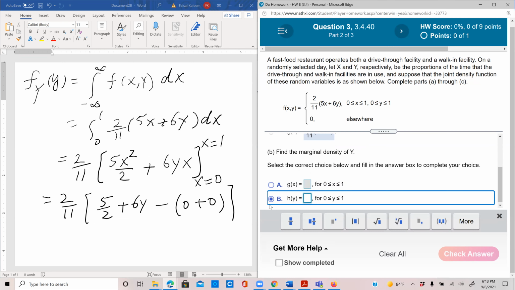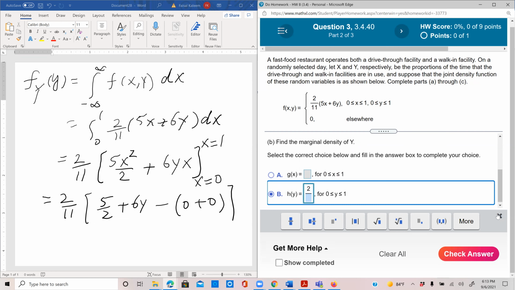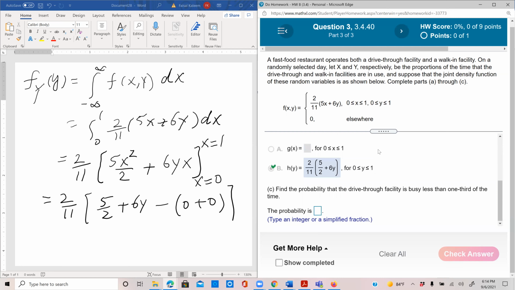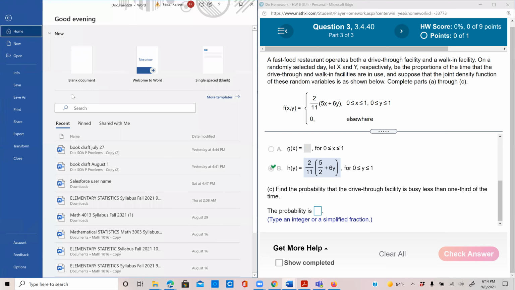Now it's a function of y alone. So 2 over 11, 5 over 2 plus 6y. Find the probability that the drive-through is busy less than 1/3 of the time. So now you see why it's important to sometimes know these marginal density functions. Let's do another page.